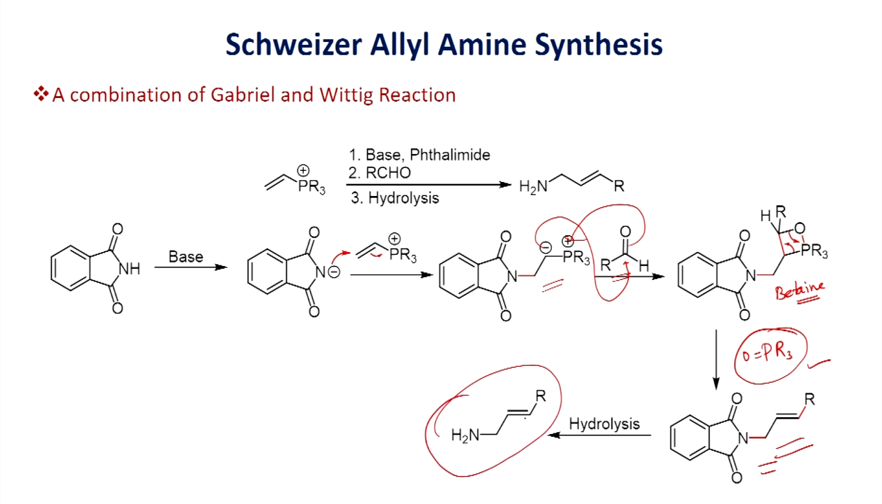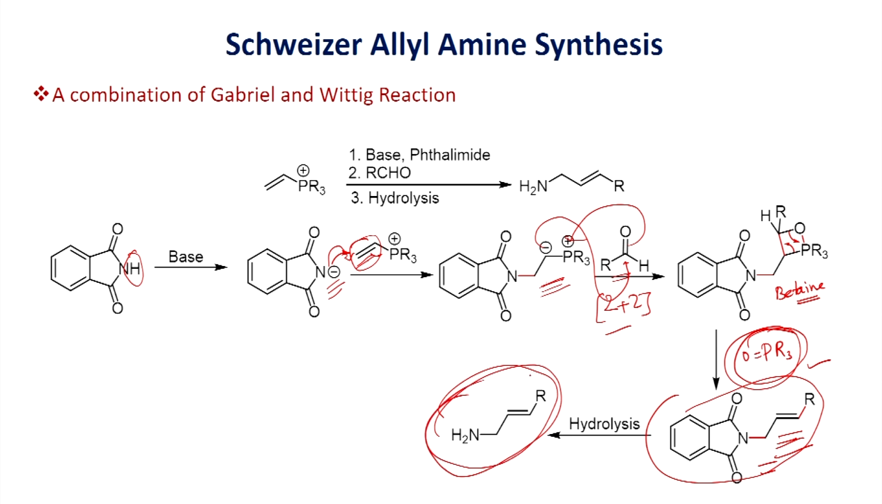So, if you look at this reaction, it involves 3 steps. First, the base deprotonates this acidic proton, and you will be able to generate this anion. Once you generate the anion, it undergoes addition with this double bond, which acts as the electrophile, while the anion is a nucleophile, to give this phosphonium ylide. Once you form the ylide, then it undergoes 2+2 cycloaddition to give this betaine. That betaine can convert into this allyl derivative. And once we have this one, when you do the hydrolysis, you will be able to generate allylamine as the product. If you look at this reaction, it involves the combination of Gabriel and Wittig reactions.